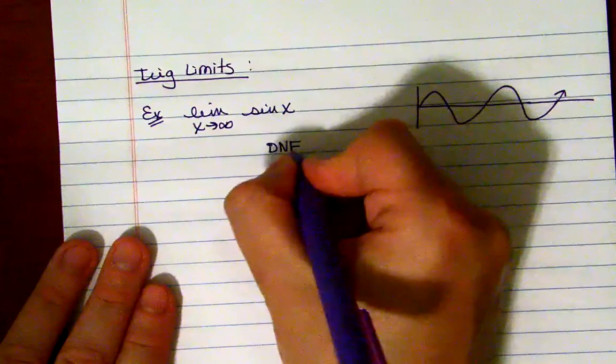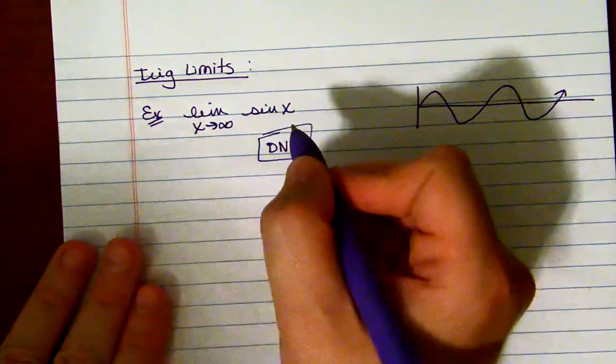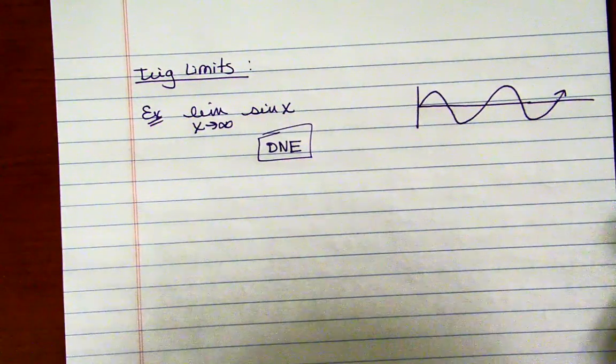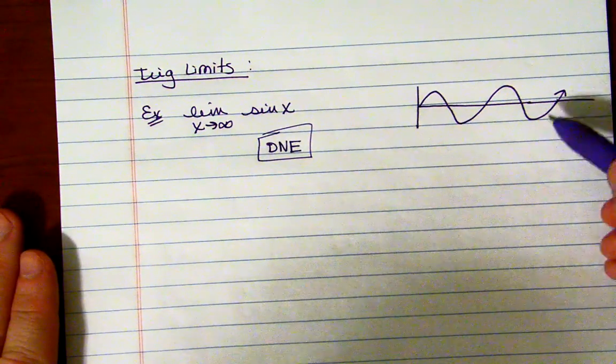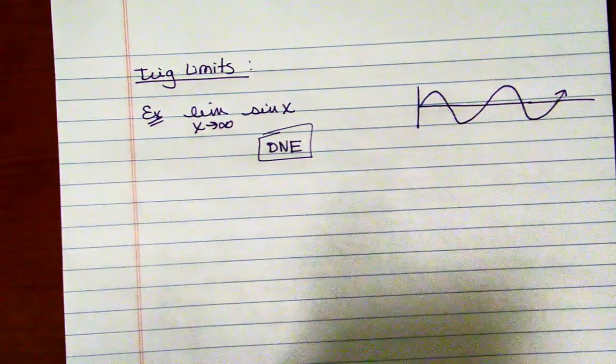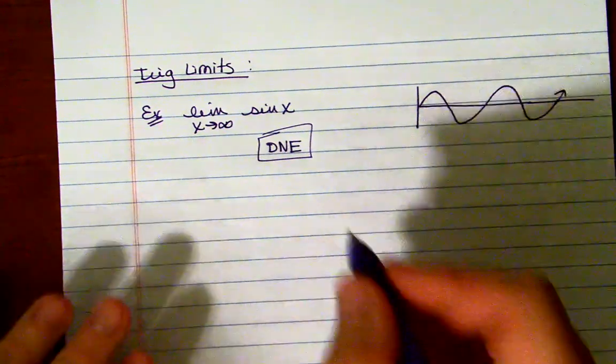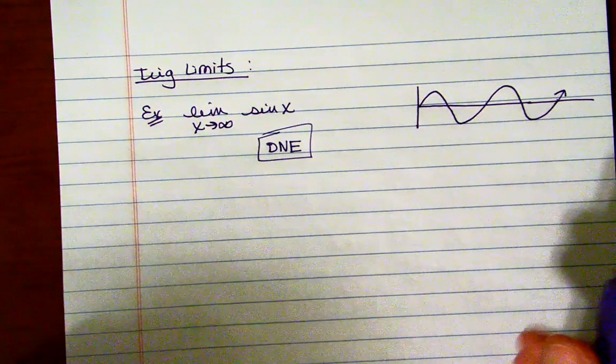Not for any of the reasons we've seen before, not because there's a hole, an asymptote, or any of those things, but because we just keep bouncing through all those different x values, through all those different y values, and we're not leveling out. Sine x just alternates between 1 and -1 and everything in the middle.